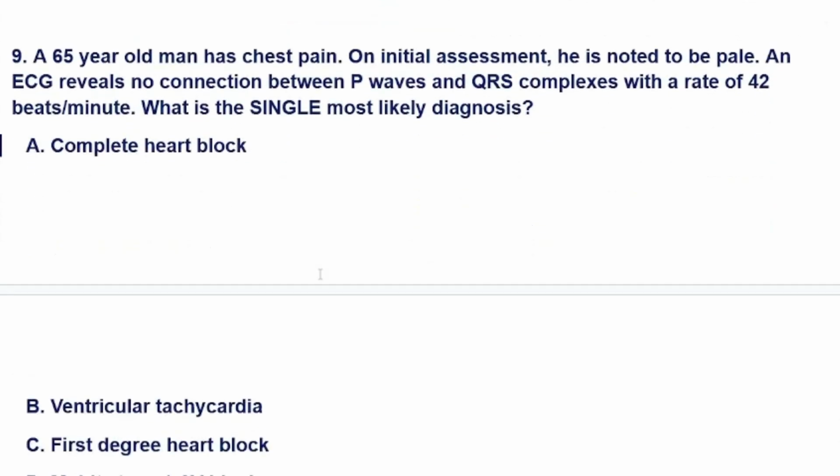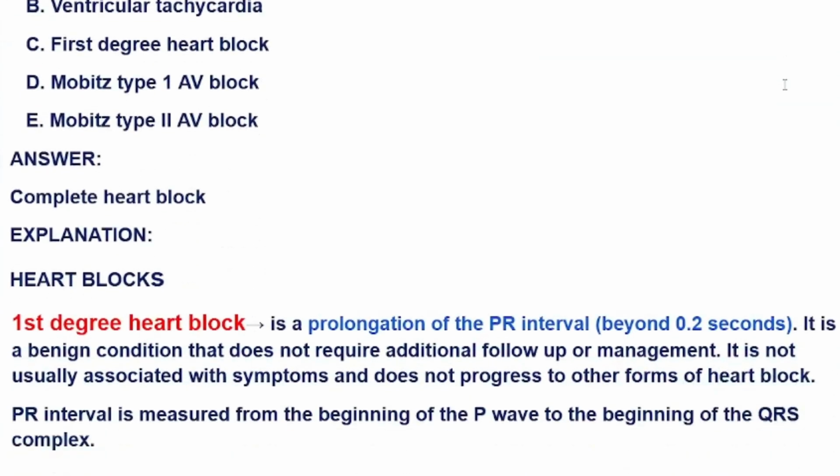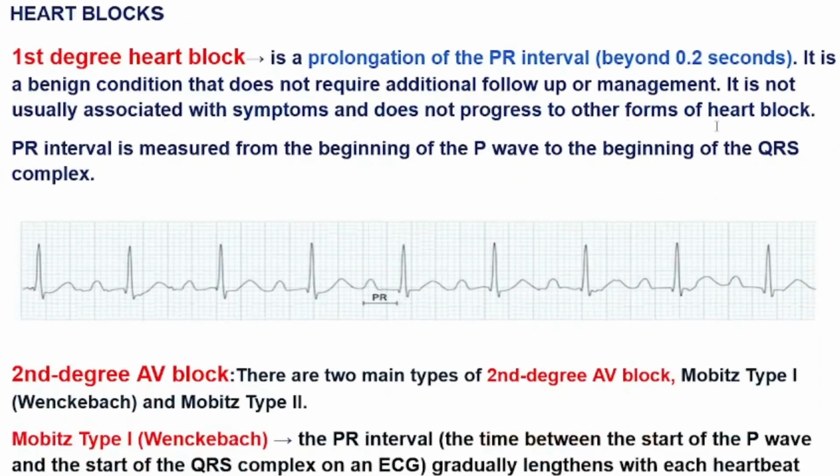And the answer, according to the patient's signs and symptoms, there is no connection between P waves and QRS complexes, and the patient is also bradycardic. The answer will be complete heart block. And here we are going to explain different types of heart blocks.